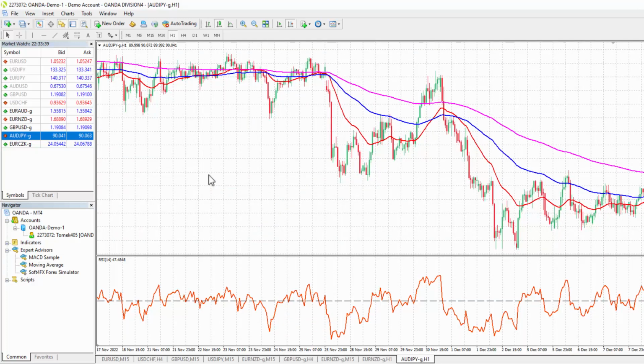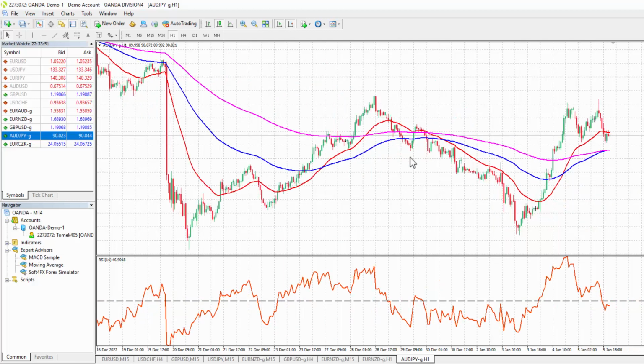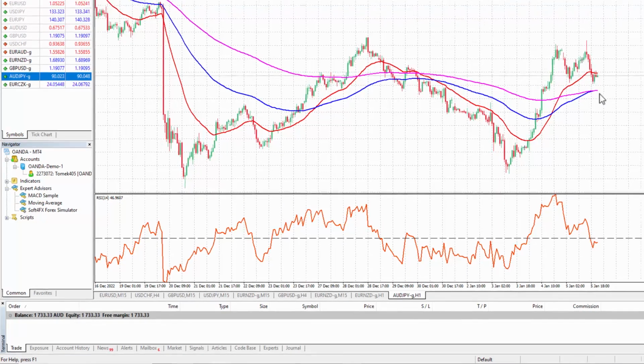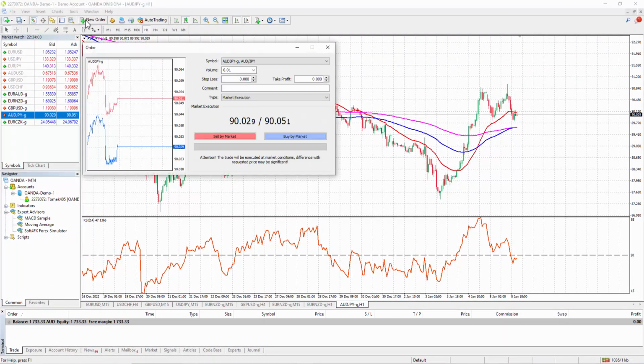Here's another template that I've created. Next, what I will show you is over here, this is a demo account, and you can see the balance of my trading account and the free margin. Now, when I want to open a new trade, I click on new trade, and let's say I want to buy at this level.